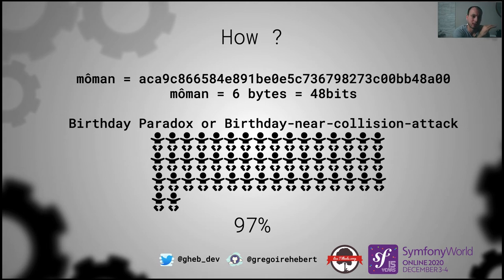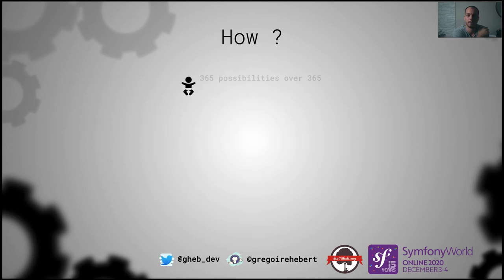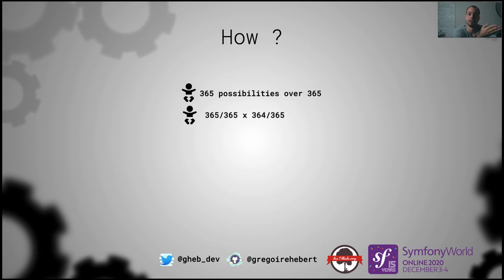How can we prove that among these 365 possibilities, just a sixth is enough to have a collision? In fact, we are going to prove the opposite. We are going to prove that they don't have the same birthday, and it's easier. Baby one is born, so he has all the choices in the world: 365 over 365. Now baby 2 is born. The probability that it does not have the same birthday is 365 over 365 multiplied by 364 over 365.